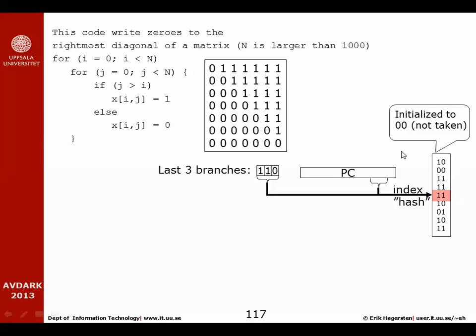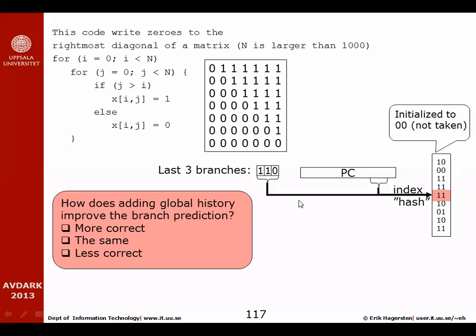Turning now to the second of the examples we looked at before, and adding these global predictor bits as well when we index into the predictor vector here. What is the outcome of using the global history? Will this make the prediction more correct? Will it be the same? Or will it be less correct? You can also try to come up with the number of mispredictions you think would happen when you execute this code.